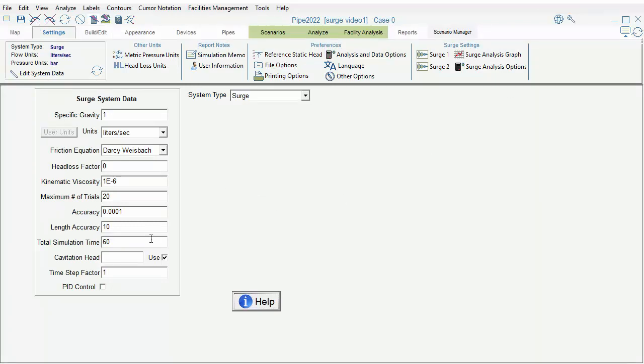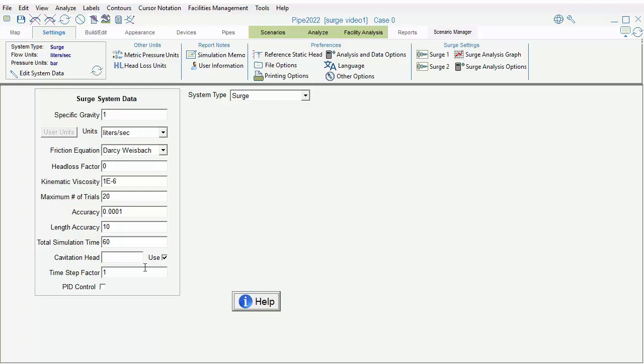Lastly, the default setting for cavitation head are shown here. These are the recommended settings. If vapor pressures occur during a surge analysis, a cavitation routine is initialized. The Use box ensures that this cavitation routine will be applied. The value in the cavitation head field is vapor pressure for the liquid in the model.